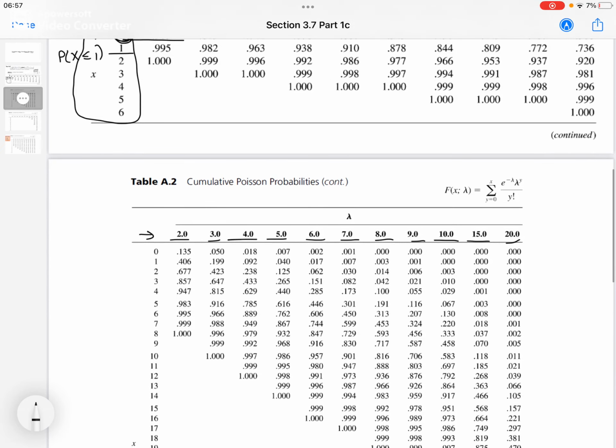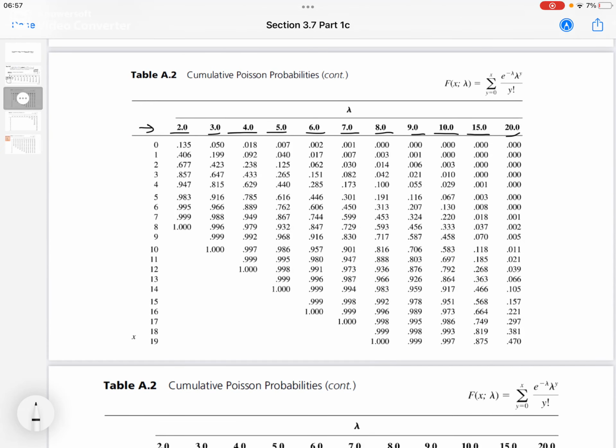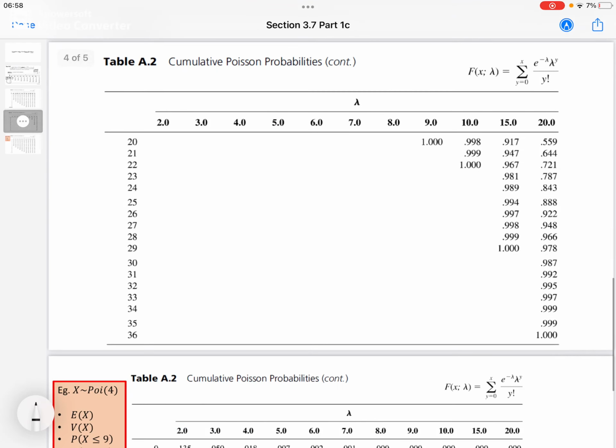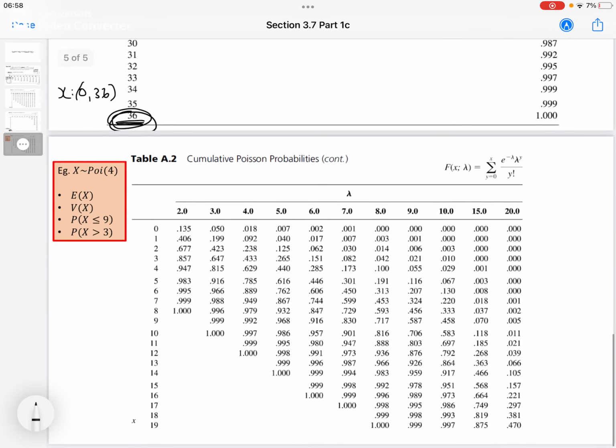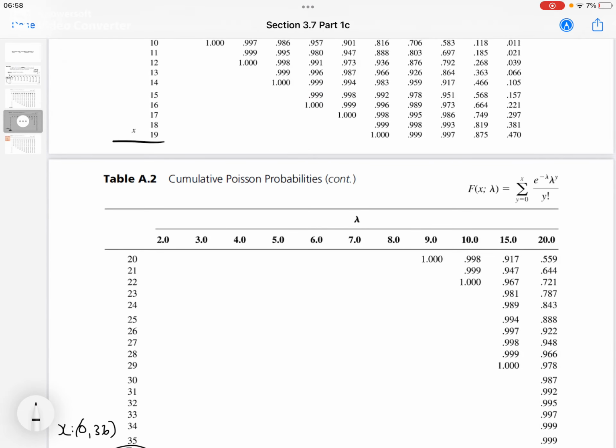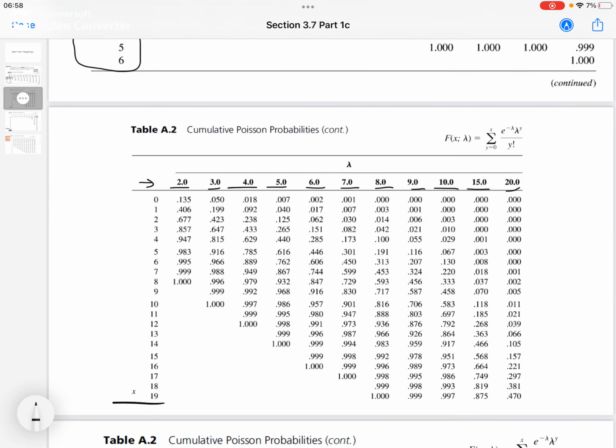We see that x goes from 0 to 6 on the first page, then to 19 on the second page, and then to 36 on the third page. So x goes from 0 to 36. That's what the table gives you, for lambda that ends at 20. Inside of the table, we have the probabilities. These are cumulative probabilities.